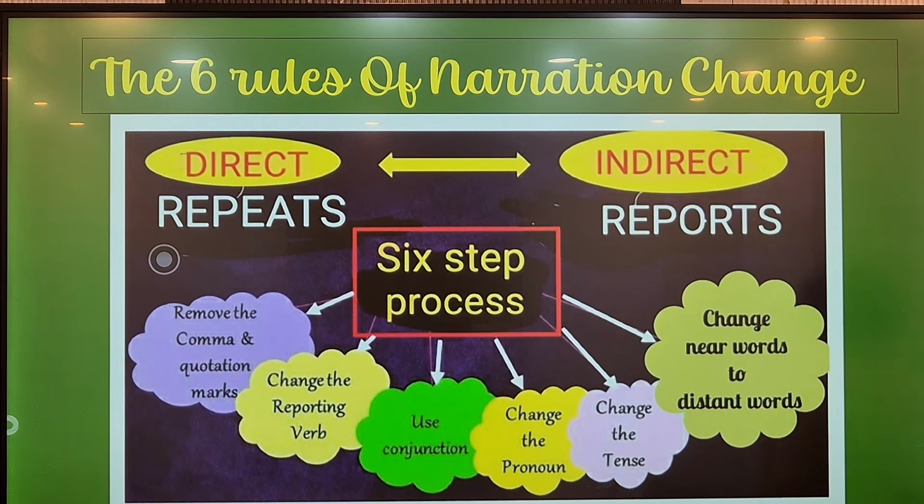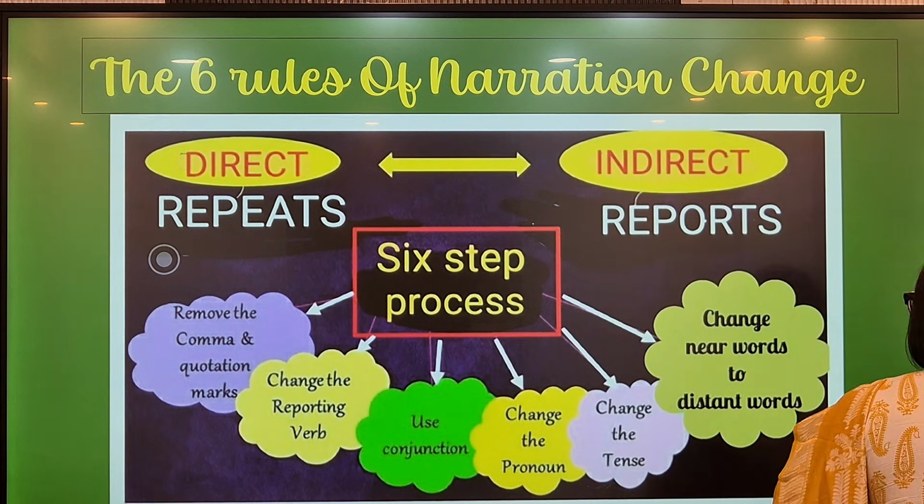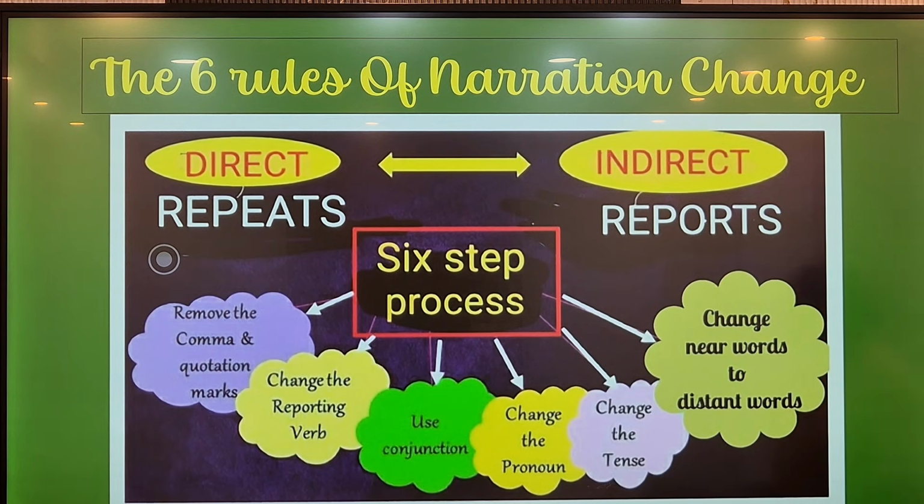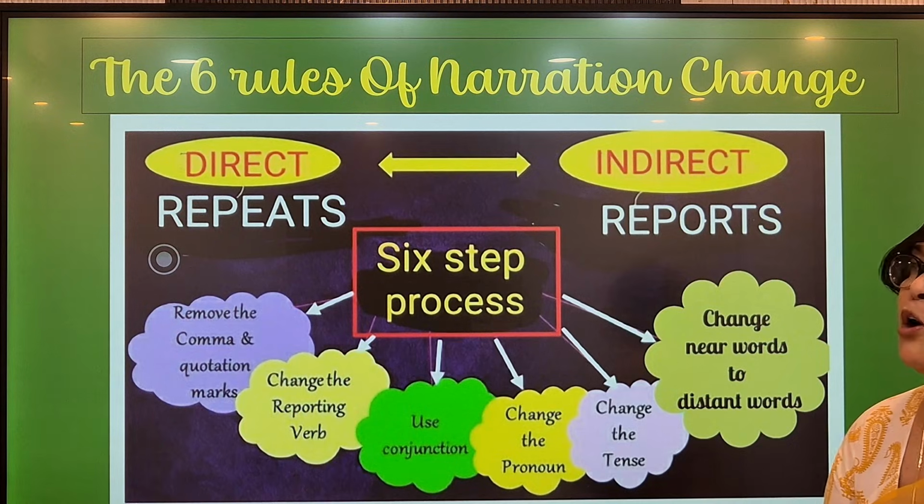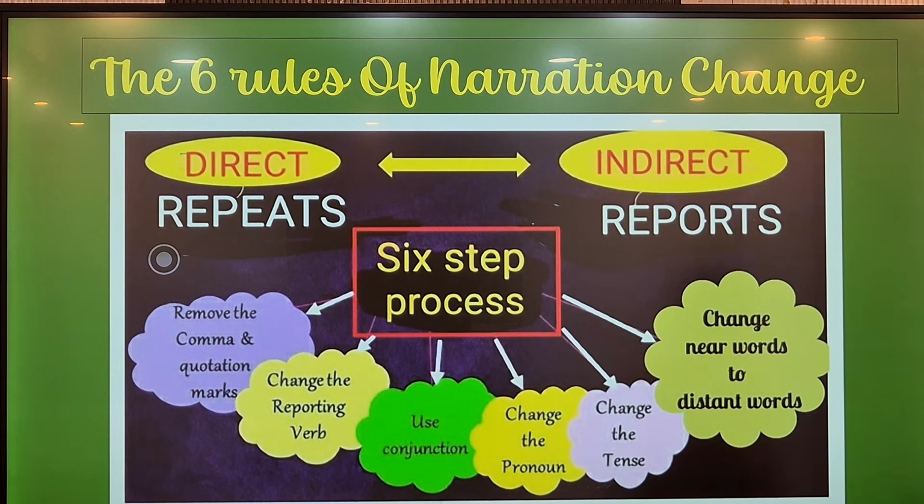So here the 6 rules of narration change are: you have to remove the comma and quotation marks. You have to change the reporting verb. You have to use a conjunction. You have to change the pronoun. You have to change the tense and change the near words to distant words, like today becomes that day, tomorrow becomes the next day, yesterday becomes the previous day. So in this way, you have to make the changes. Remember these 6 steps so that there is no mistake when you change a speech from direct to indirect.